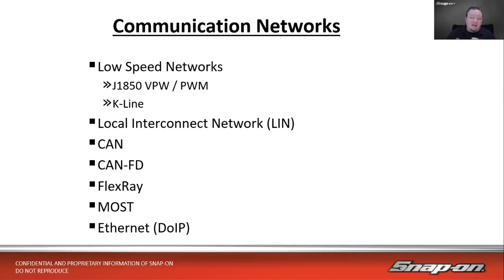Then we have CAN FD, which is a faster version of CAN. We'll talk about that because that seems to be coming up a lot in conversation lately. FlexRay, MOST, which is a media transport. It's used a lot for audio and video in the vehicle. And then Ethernet, which is diagnostics over IP, which some vehicles use now. And some vehicles also use it internally as well.